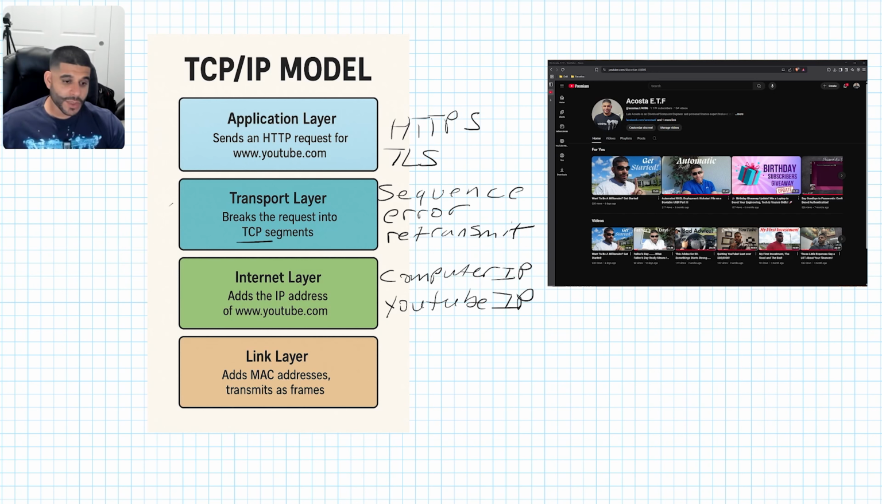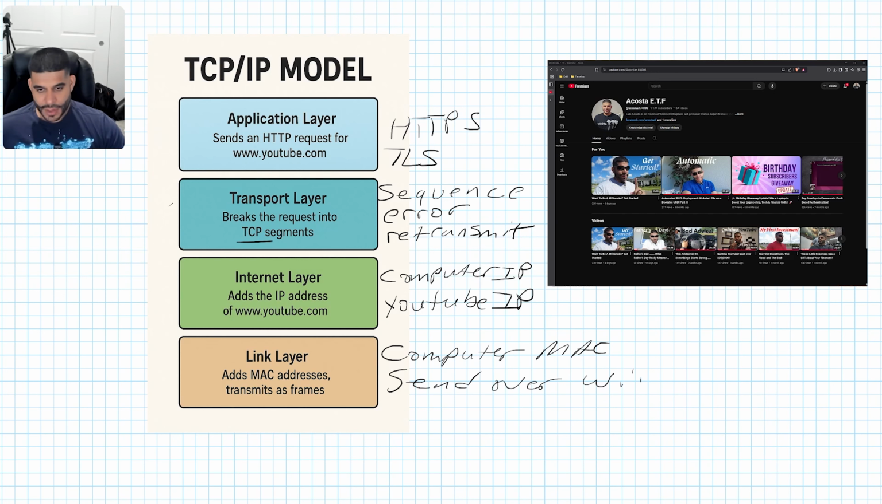And then lastly, we go to the link layer. In the link layer, this is where you add the MAC address of your computer, as you see there. So computer MAC. So my MAC address is being encapsulated. And then once it's encapsulated, we transmit those frames and we send it over the wire. So we'll say send over wire.